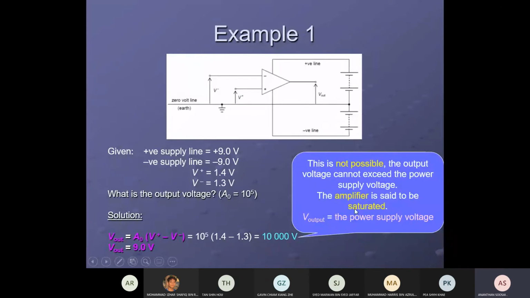This process is called saturation. Saturation happens. As I said, 10,000 is not possible. The output voltage cannot exceed the power supply voltage. The amplifier is said to be saturated. So V out will be the power supply voltage. So any questions from here?